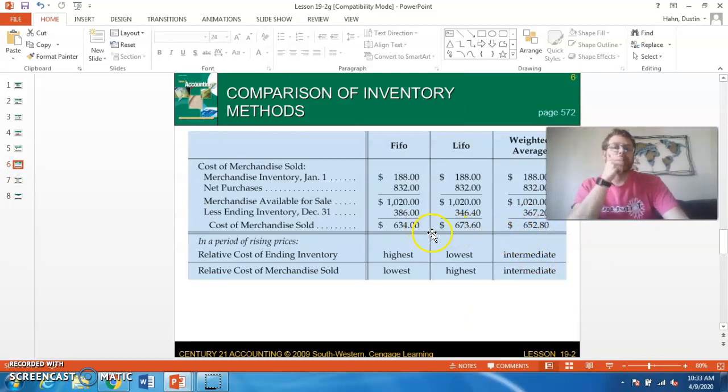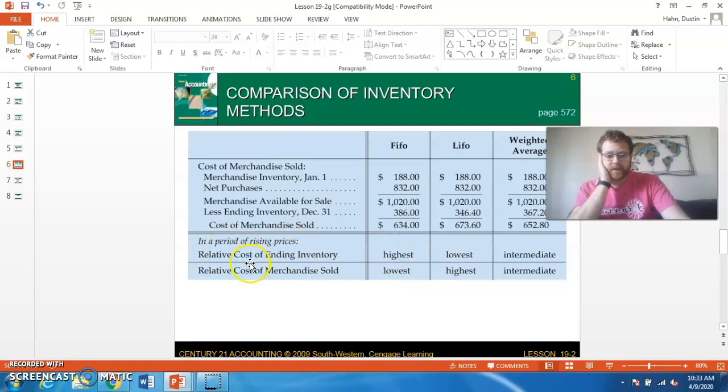Okay, so notice all three of these numbers are different. So if I ask you to use the FIFO method and you end up using the LIFO method, notice that you are going to have some incorrect numbers. Or if I ask you to use the weighted average method and you use your FIFO, you are going to be off. Okay, so knowing how to do these is going to be important.